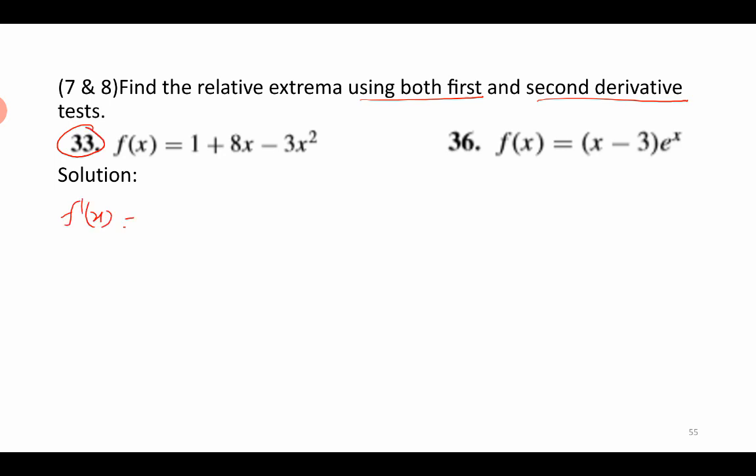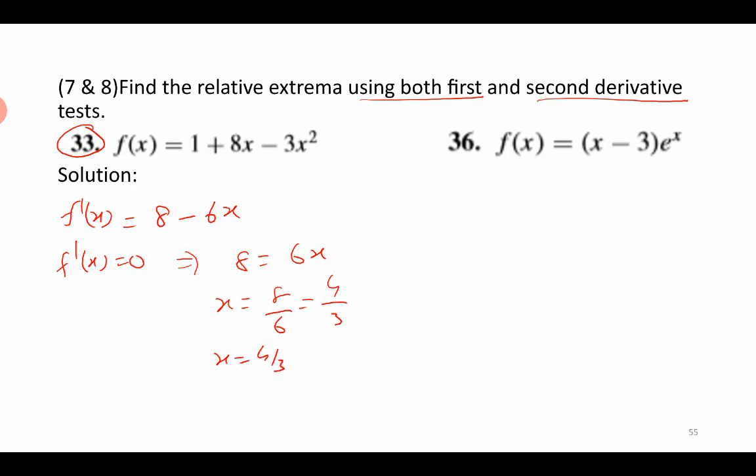F dash of x is 8 minus 6x. When f dash of x equal to 0, you get 8 is equal to 6x. x is equal to 8 by 6, which is 4 over 3. So x is equal to 4 over 3 is the critical point here. So draw the line. This is negative infinity, positive infinity, and then you take one point x is equal to 4 over 3, which is 1.3 something, isn't it?